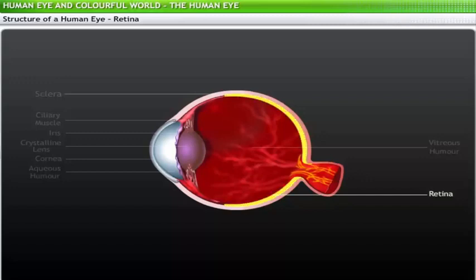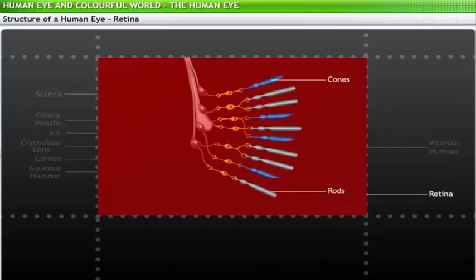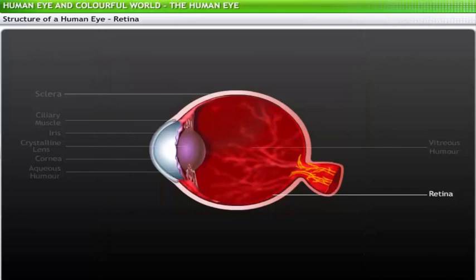The retina is spread all through the interior of the eye behind the lens, forming a canopy of the nerve endings of the optical nerves. The retina contains two main types of light-sensitive cells, called rods and cones. Through optical nerves, the retina connects the eye to the brain.